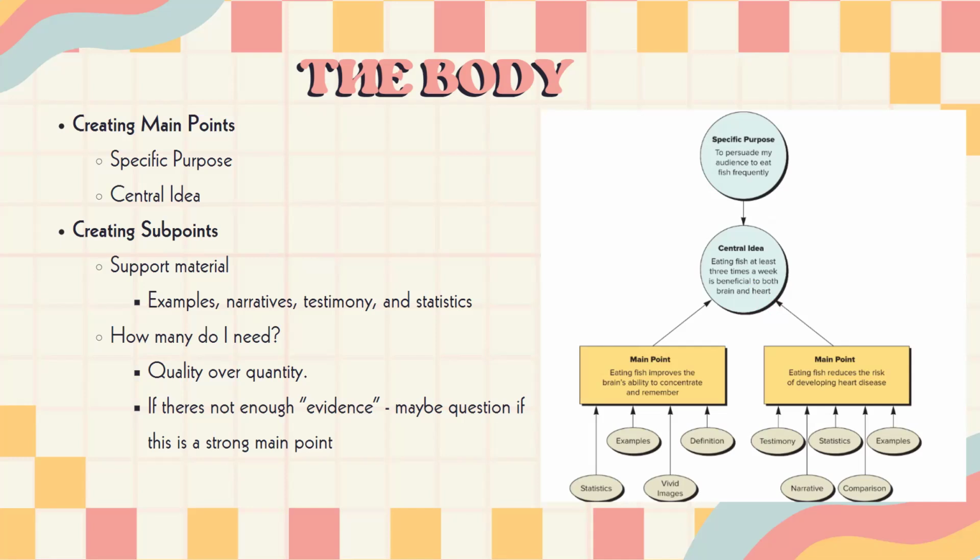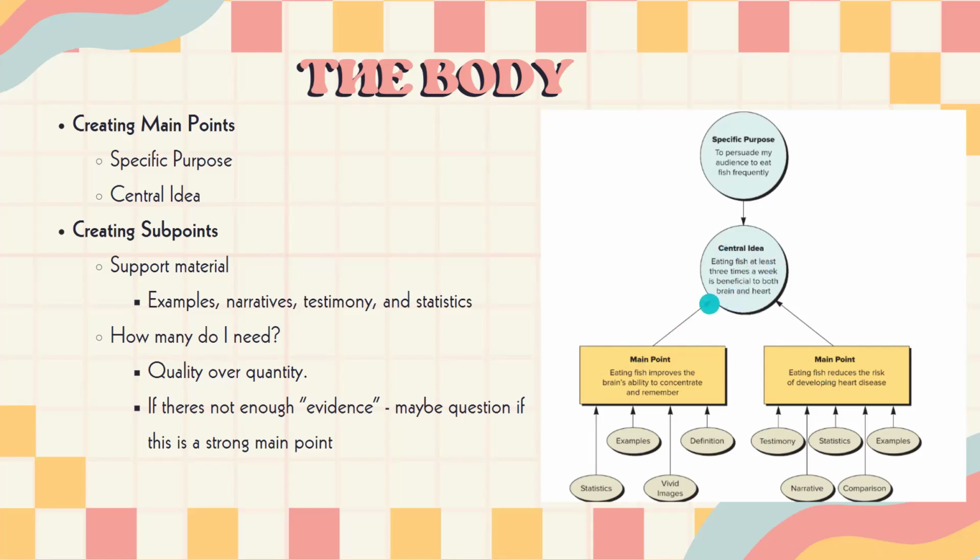Your central idea is also going to be kind of like your thesis, but it's if you were to sum up your speech in one sentence, what would that be? Right? So for this, their purpose is to persuade my audience to eat fish frequently. And then their central idea is eating fish at least 3 times a week is beneficial to both brain and heart. So if this is your central idea, you use these to then create your main points.